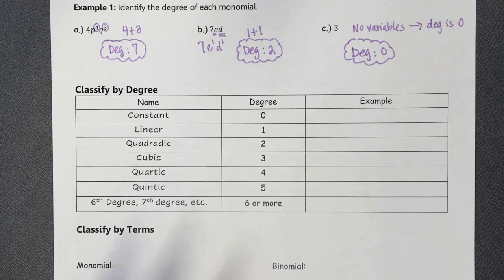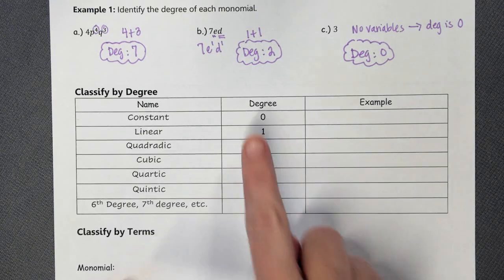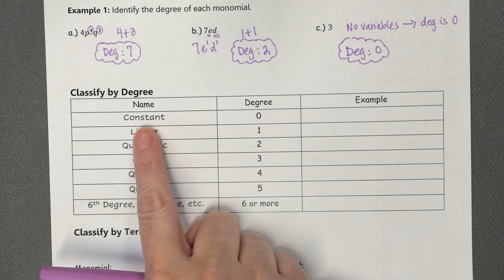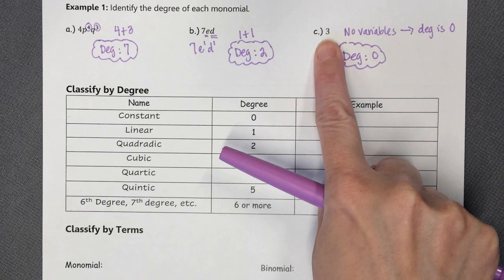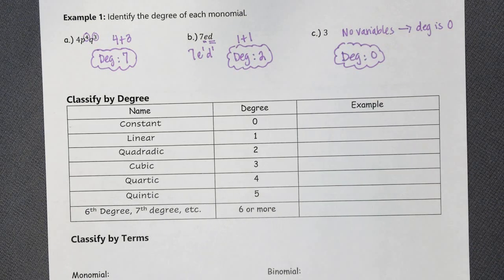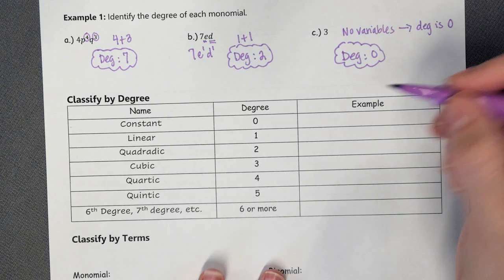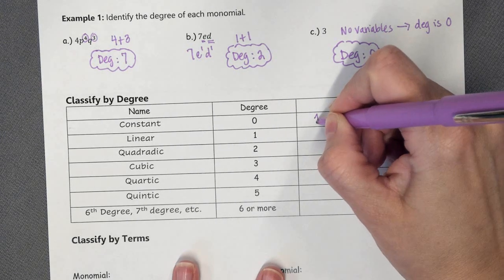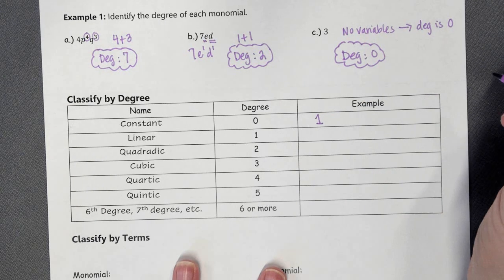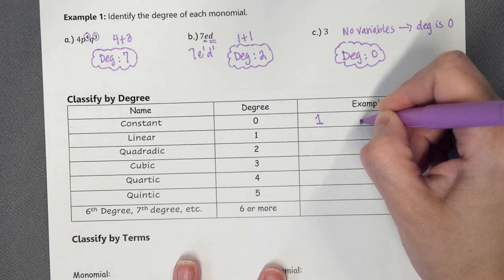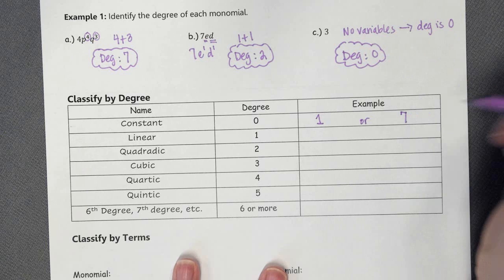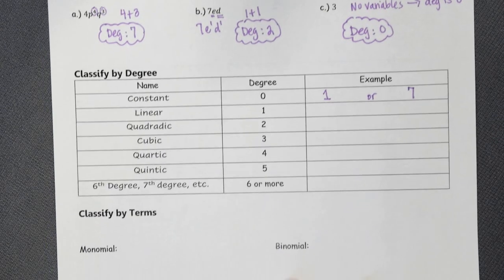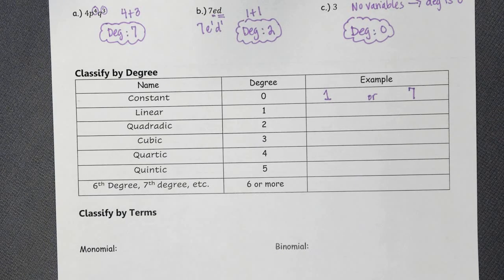So each one of these has a special name. If the degree is 0, it's called a constant term. That's because this is never going to change. It's always going to be 3. An example would be if you just have the number 1, that would be a constant. Or it could be the number 7. Any number is going to be a constant.